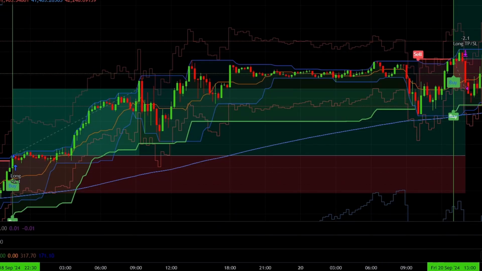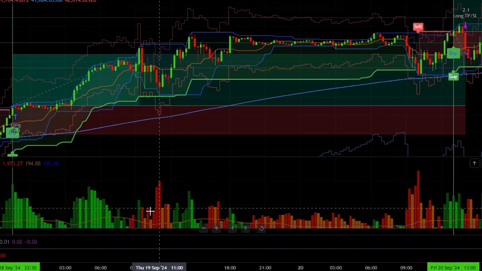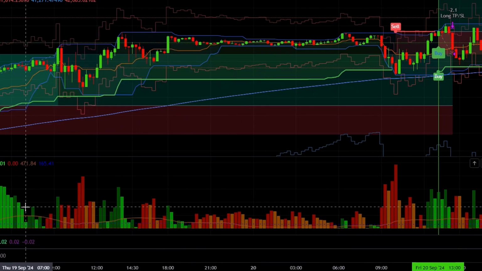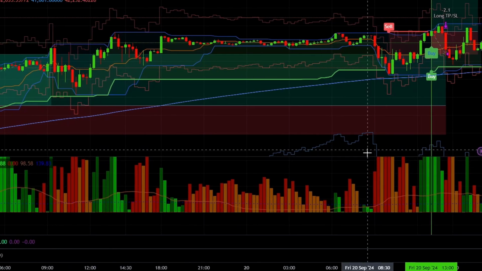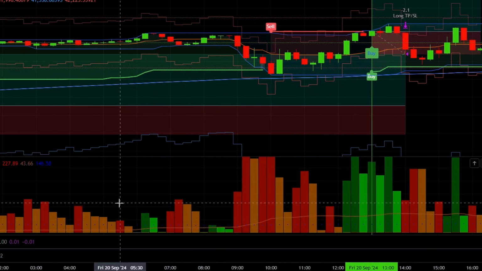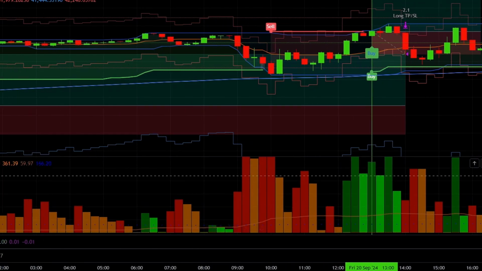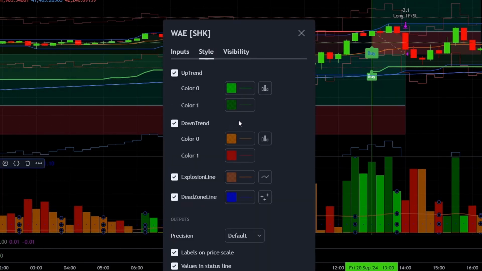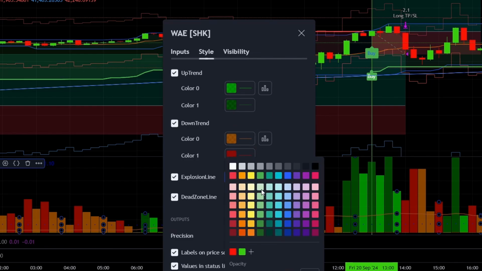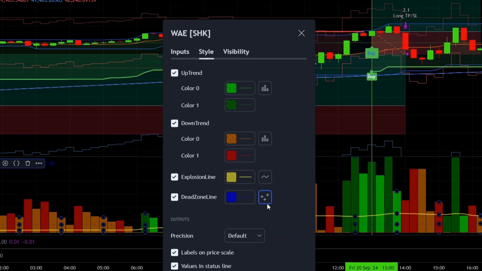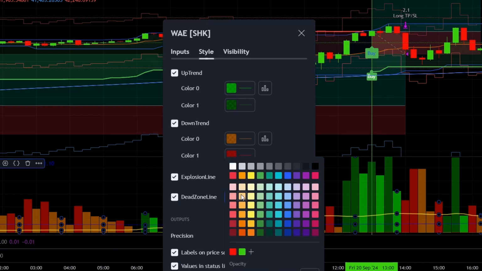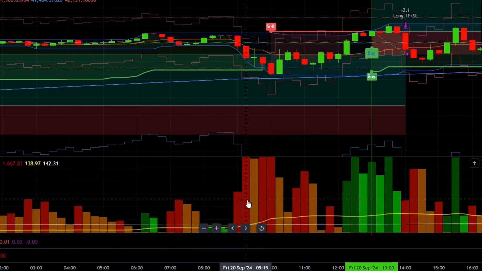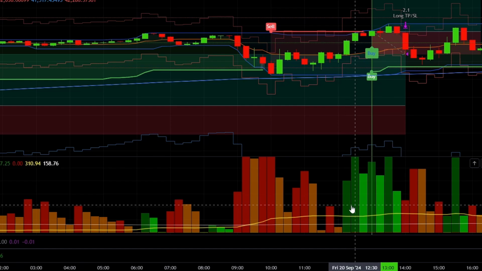And the other filter is the Waddah Attar. I really like this filter, we use it in our premium scripts too. It also measures volatility and momentum, and is simple to use. To make it more visible, let me change the line settings a bit. So I will change the explosion line to yellow and the dead zone line to white. Okay, we will only allow long trades if the Waddah Attar bars are green and they are above both the explosion line and the dead zone line.